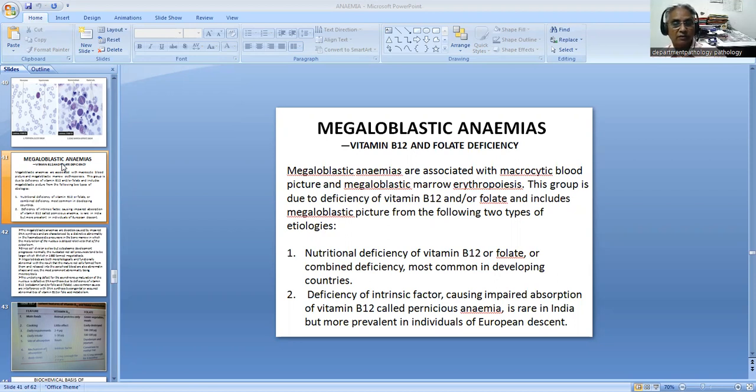There are two types of etiology. Number one, there is a nutritional deficiency of vitamin B12 or folate, or a combined deficiency, most common in the developing countries. Second type is because of deficiency of intrinsic factor, causing impaired absorption of vitamin B12, called pernicious anemia. This is rare in India but more prevalent in individuals of European descent.